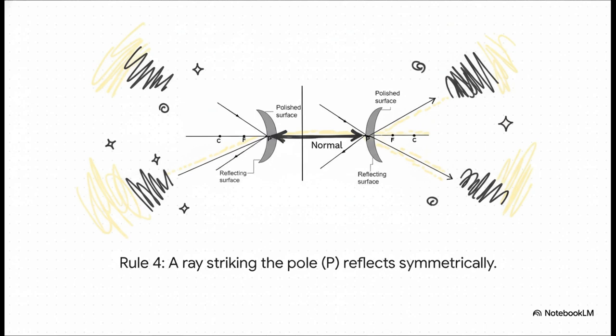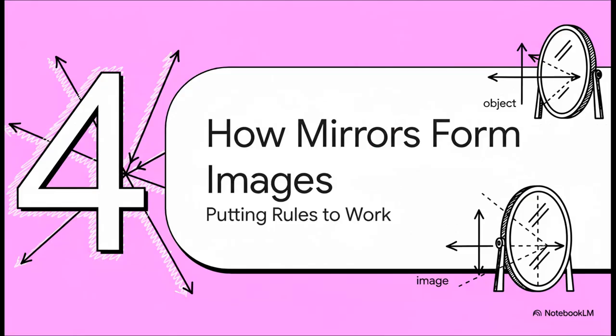So just like our first law said, the angle in equals the angle out. Simple as that. So we have the rules, let's put them to work. This is where it gets really cool. By drawing just 2 of these 4 rays from an object, we can find exactly where they cross. And that intersection point tells us precisely where the image will form, how big it'll be, and whether it's right side up or upside down.